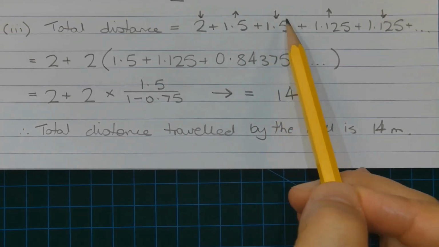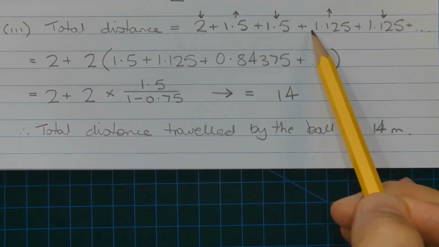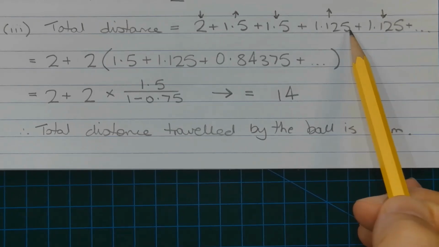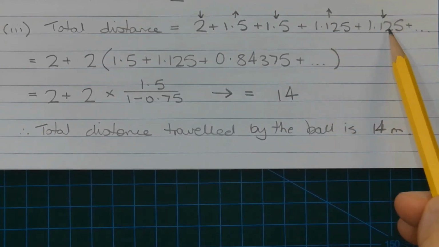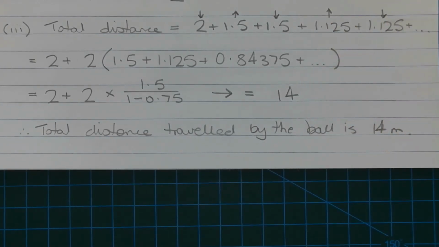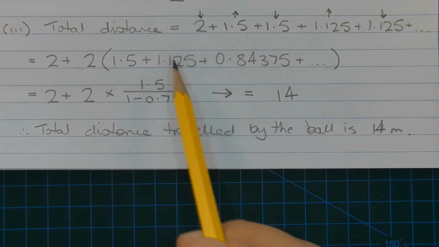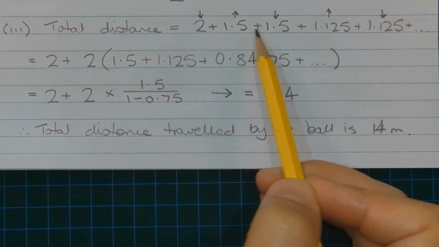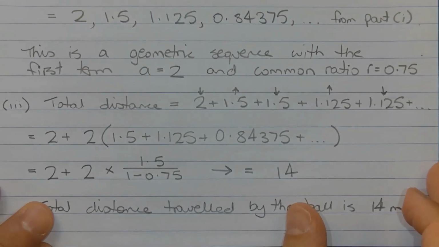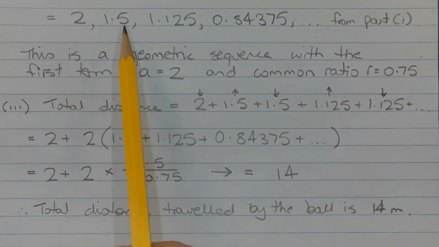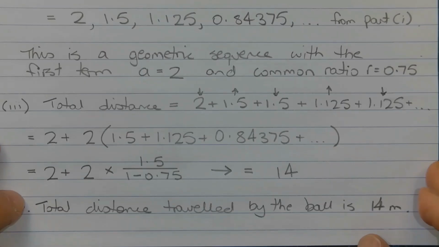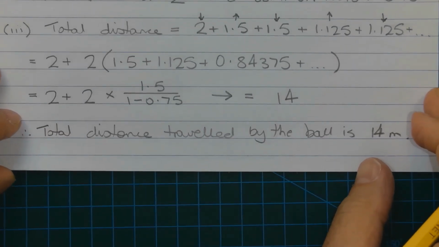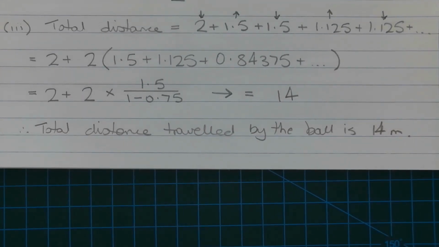Now the ball then drops 1.5 meters, hits the ground, and then bounces back up to a new maximum height of 1.125 meters. It then falls 1.125 meters, hits the ground, and then bounces back up to a new maximum height of 0.84375 meters, and the pattern continues. Now, ignoring the first term, what you'll notice is that the sequence that we had in part 2, I'll just go back to that. Ignoring the 2, each subsequent term is doubled because the ball has to rise up to a maximum height and then fall back to the ground that same distance that's equal to the maximum height.